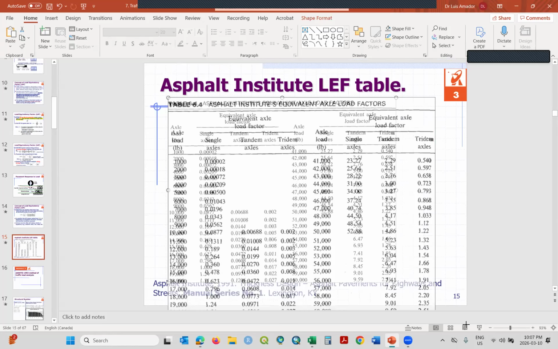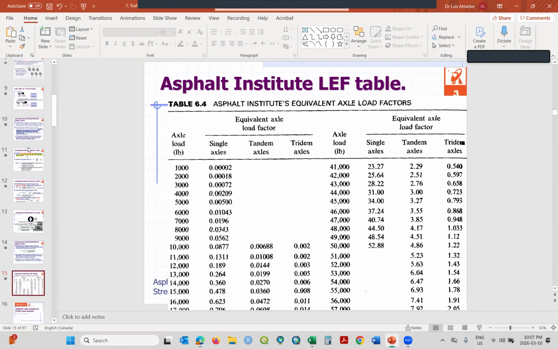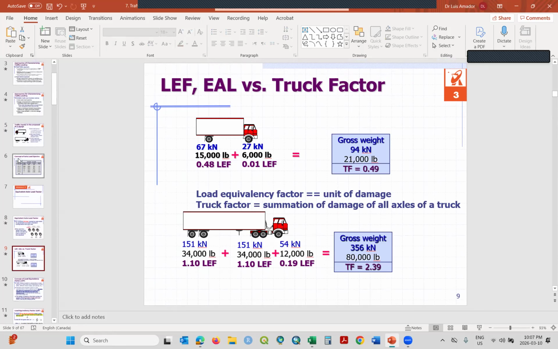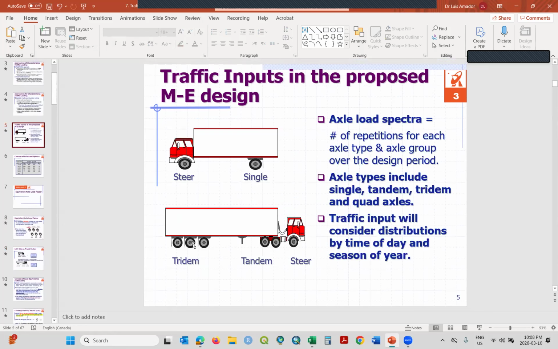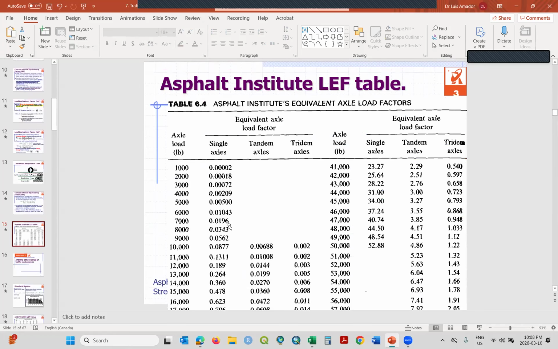Of course, you notice here that you have also tandem axles and tridem axles. So again, a tandem axle will be this one here on the back, and a tridem axle, I don't know if we have a tridem here. This is a tridem axle, okay? Tridem, tandem, single. So the table is telling you the amount of damage of the single, tandem, and tridem axles, depending on the amount of load that you have.